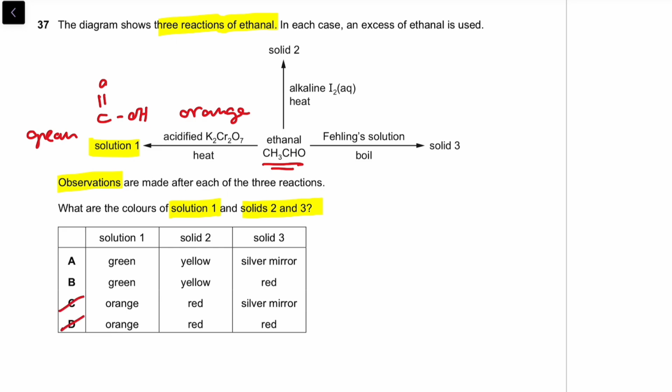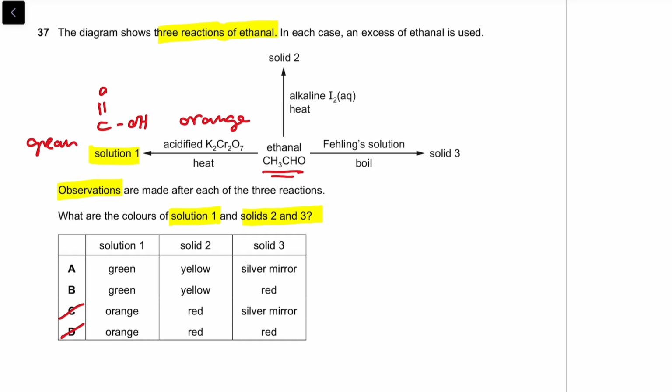Now, for solid 2, we're adding alkaline iodine to ethanol. This is an iodoform reaction, and it produces iodoform, which is CHI3, a yellow solid. In reaction number 3, solid 3 is produced by adding Fehling solution. Fehling solution is blue, and when ethanol is oxidized by Fehling solution, a red precipitate forms. So the answer must be B.